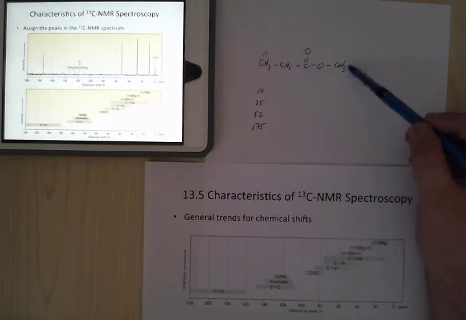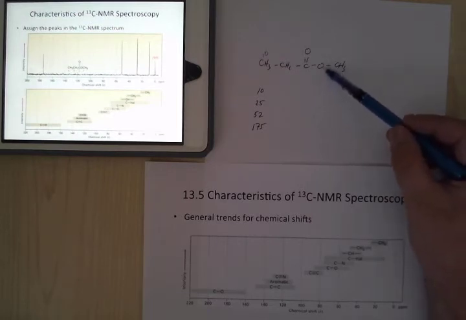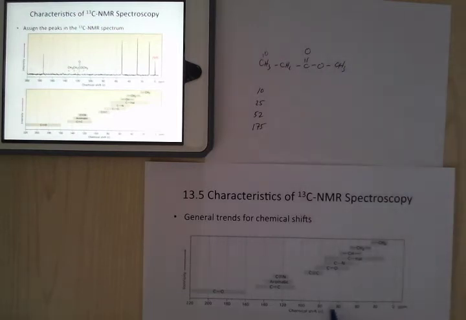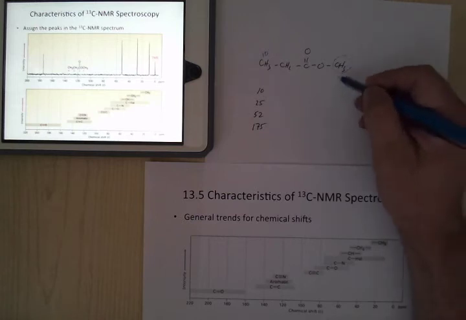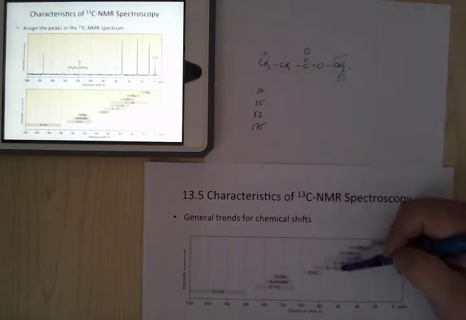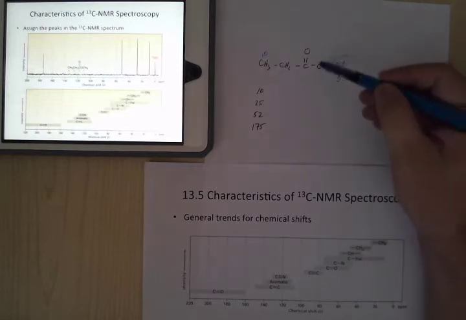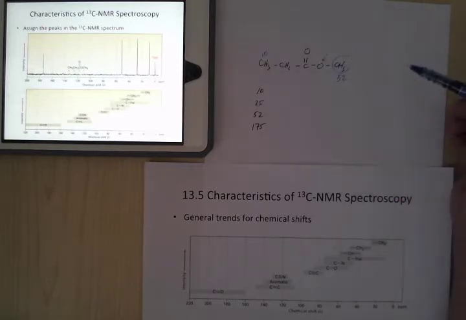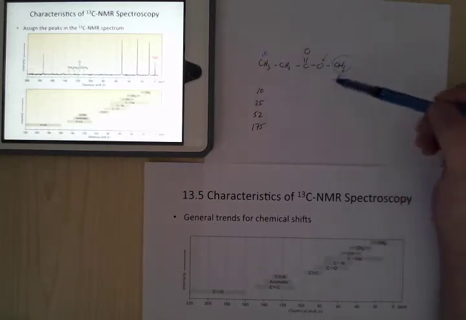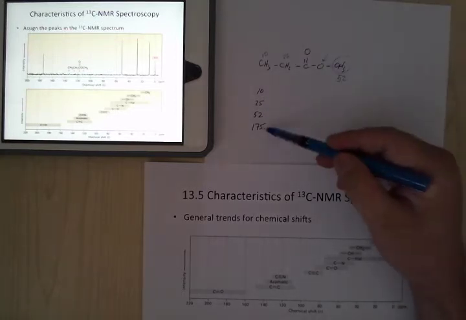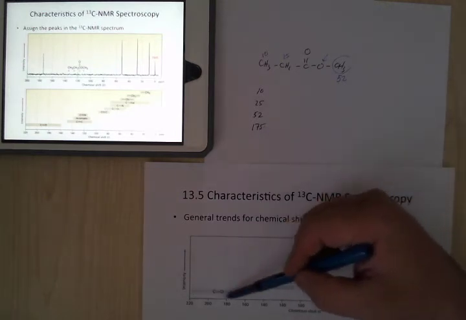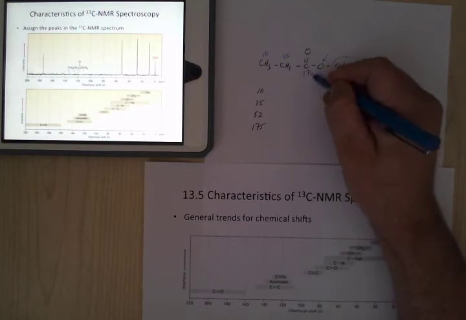But this CH3, notice how it's attached to an O here. That usually comes down in this region, which is shifted a little bit downfield. So this one here is probably going to be the 52, because it has that O attached to it. Which means that this one here is probably the 25. And then this one's easy, because the 175, they're always going to be way downfield here. So it's a 175 there.